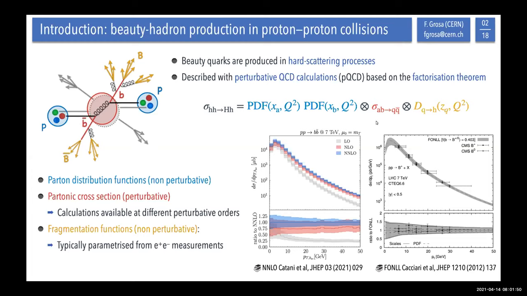So the first one on the right is a calculation at fixed order plus next-to-leading logarithm resummation. And on the left, a new calculation that includes also next-to-next-to-leading order radiative corrections compared to leading order and next-to-leading order predictions.